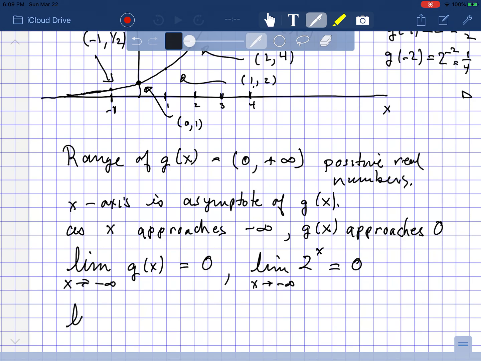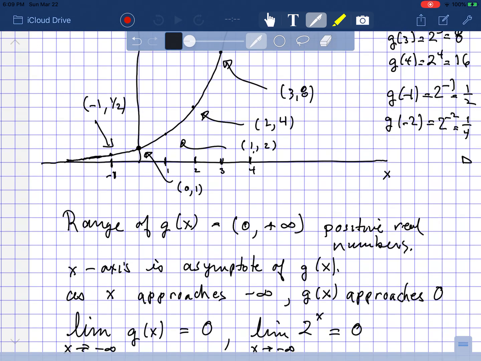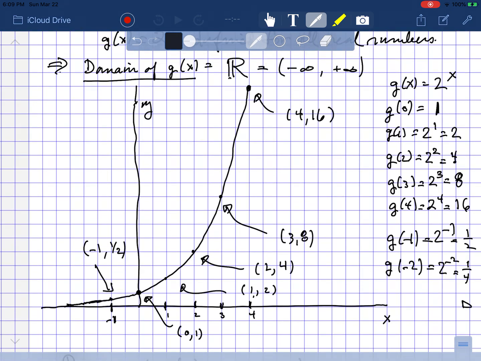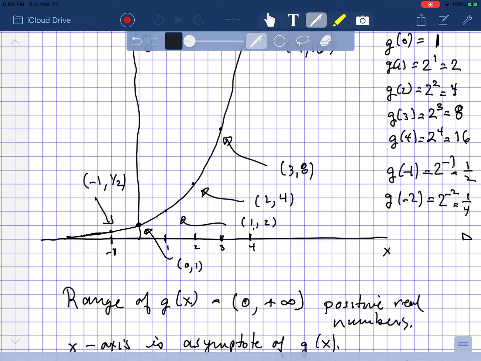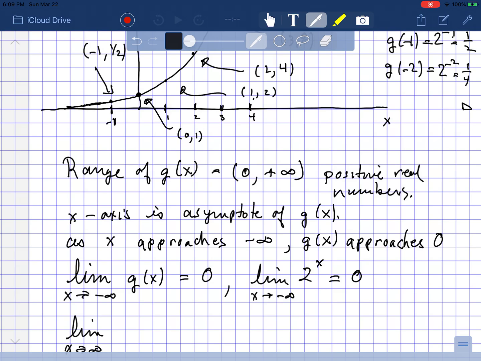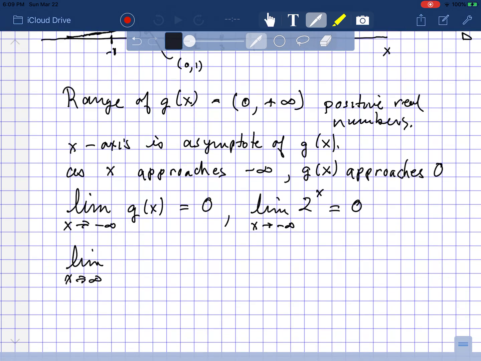And then we can write down another limit. From our graph, it's pretty noticeable that as x increases, the values of our exponential function increase very, very rapidly. So we can say that the limit as x goes to infinity of g of x is equal to plus infinity. Our function g of x is an increasing function.